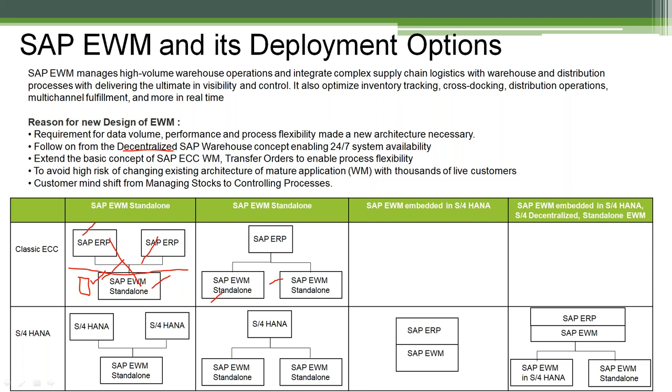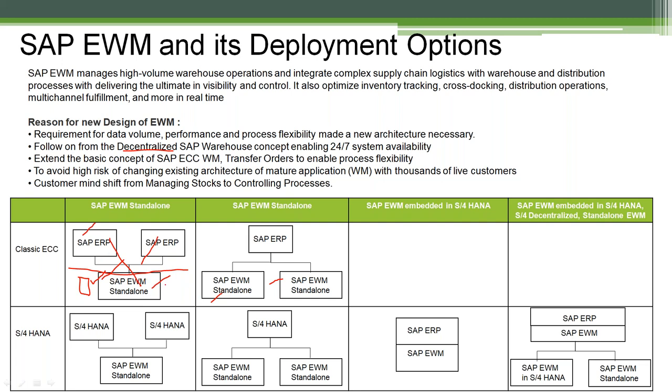So they store products for more than one customer. For example, I have a distribution center in India. I store products for Amazon also, Flipkart also, Snapdeal also. So such kind of warehouses can also go with EWM. So EWM will not necessarily be used for the same plant. Such kind of integration has been provided in standard. Possible integration is also provided in standard EWM.